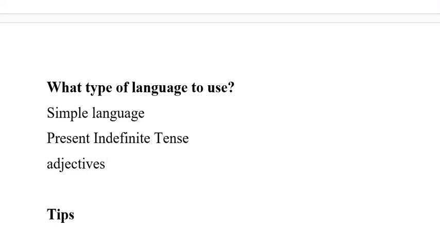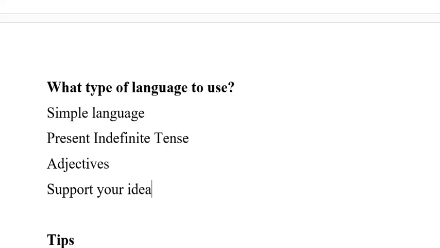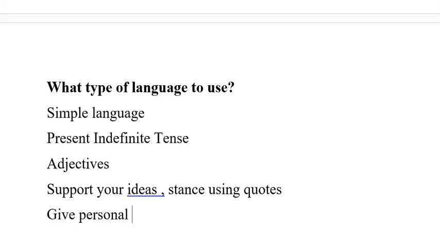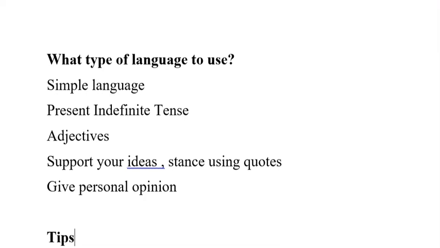Because you are making judgments, you have to talk about it from a positive or a negative perspective. You also need to support your ideas, the stance that you've taken, using quotes from the book that you have read. And you also need to give your personal opinion.